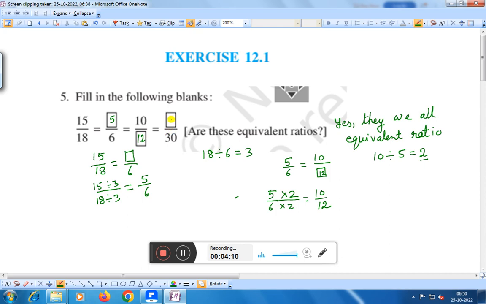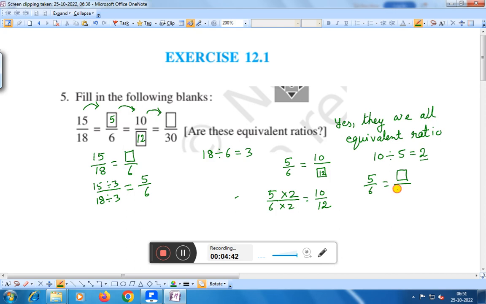Now here it is dash by 30. Here you see 5 by 6 is equal to 10 by 12, and 10 by 12 is equal to dash by 30. That means all of these are the same, 15 by 18, 5 by 6 and 10 by 12. Then you can write that 5 by 6 also is equal to dash by 30.